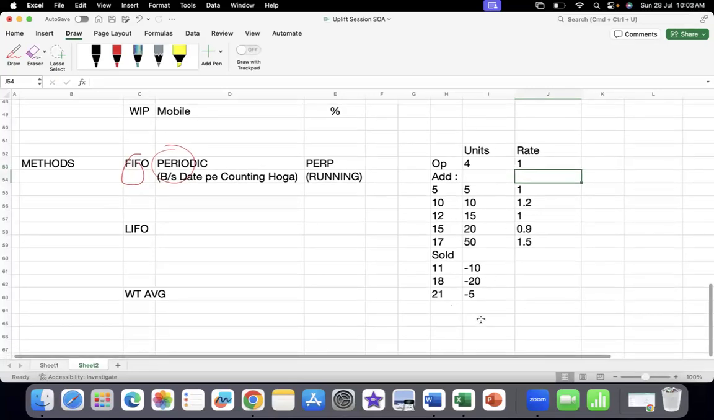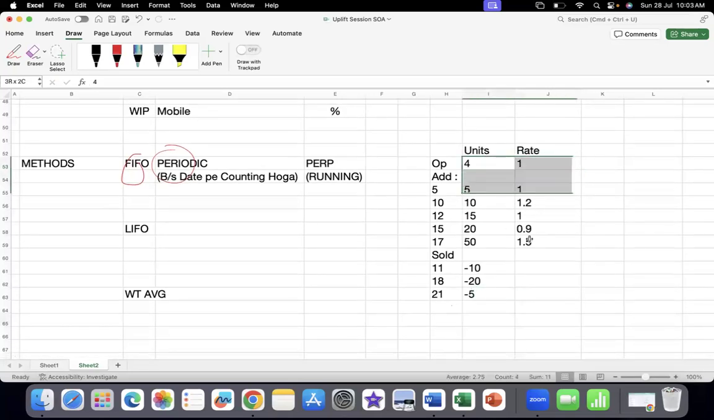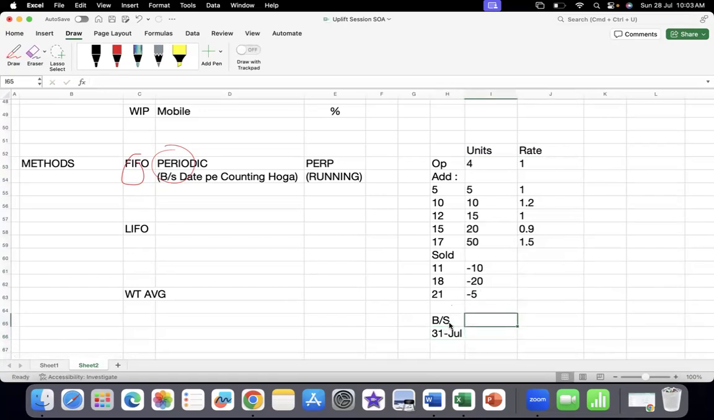So now what happens? What is that date wherein you reconcile the things? What is that date? That date would be the balance sheet date. By balance sheet date, I don't mean the year end. It could be month end as well. Month end balance sheet date, it could be that way. For example, 31st of July is your month end date or the month end balance sheet date.